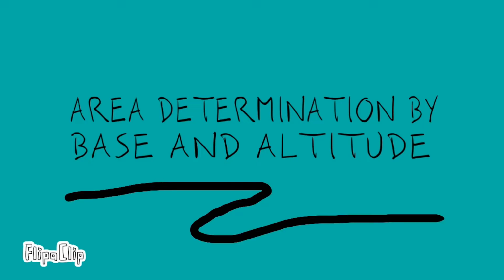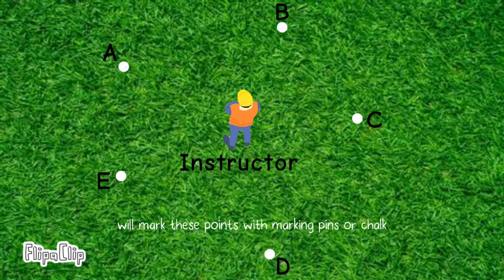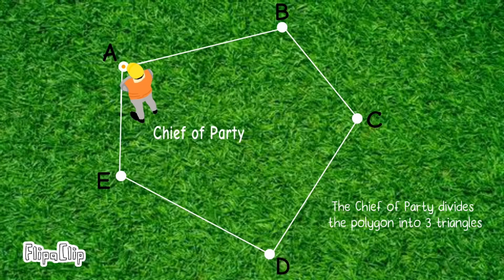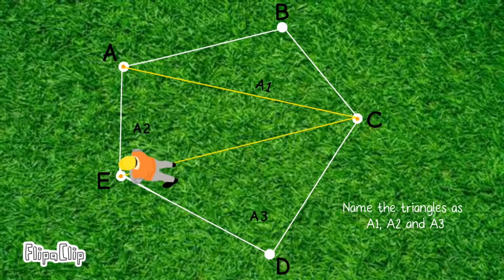Procedure A. The instructor assigns the locations of the 5 points in the field, and the students will mark these points with marking pins or chalk. Name these points, which will serve as the corners of the polygon, as A, B, C, D, and E. The chief of party then divides the polygon into 3 triangles, taking into consideration that the divisions should be easily measured. Name the triangles as A1, A2, and A3.